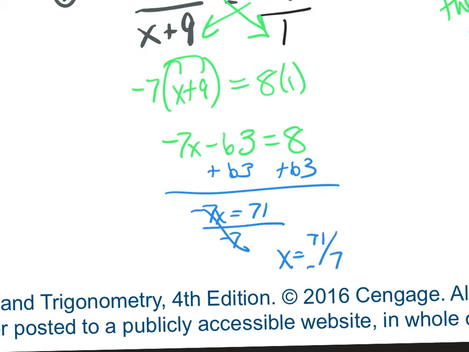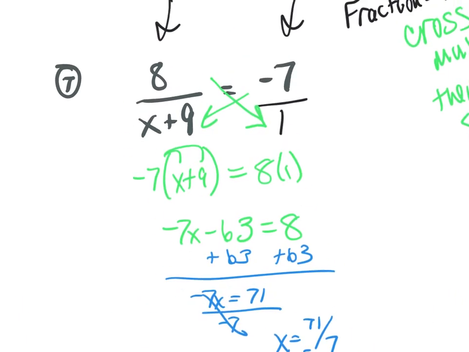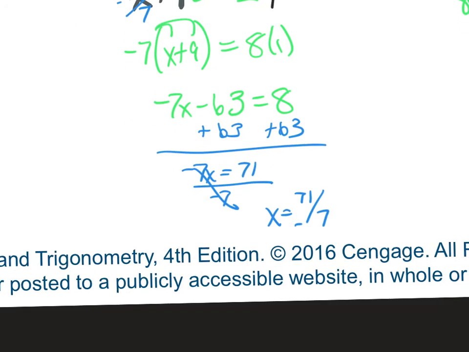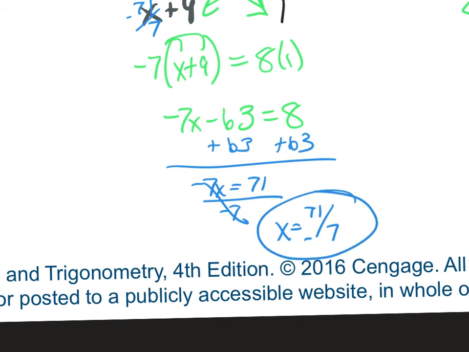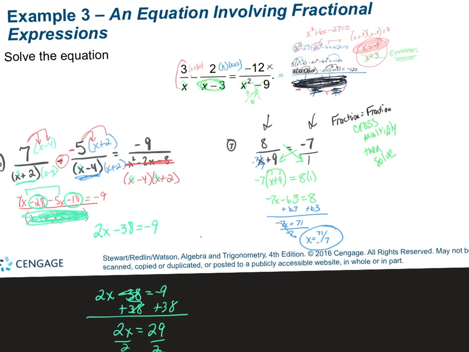It's negative. Check real quick. If I put negative 71 over 7 right there, and I add 9 to it, am I going to get 0? No. Nope. So you're good to go. That is a solution. Everybody see that? We're okay?